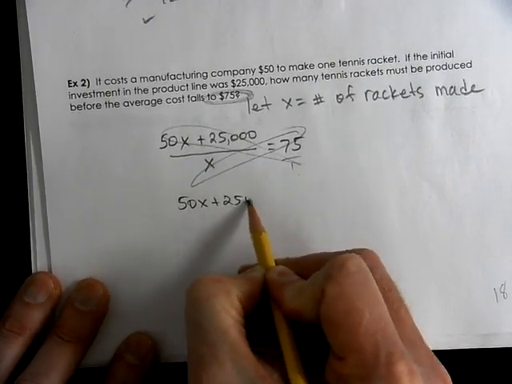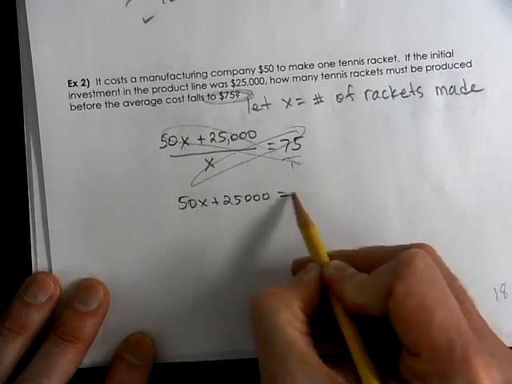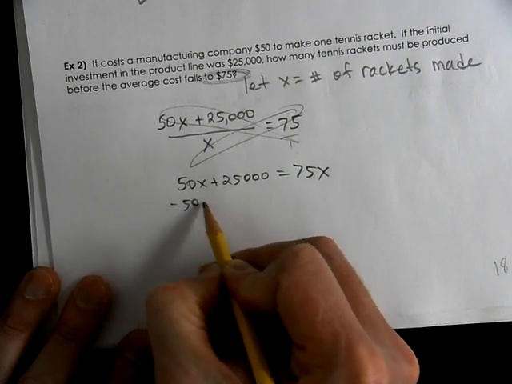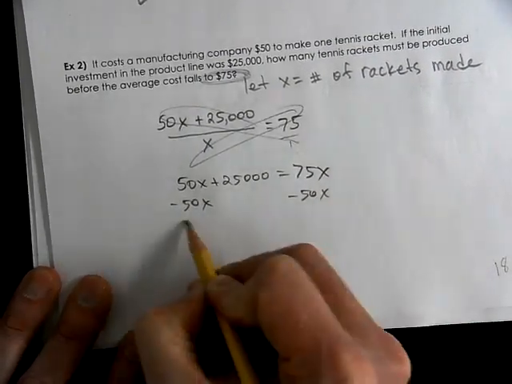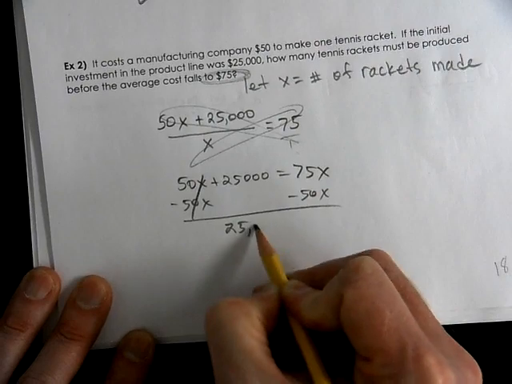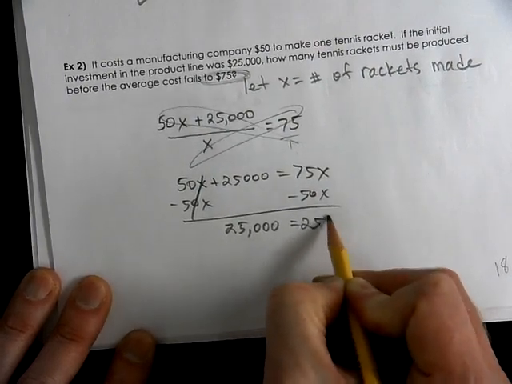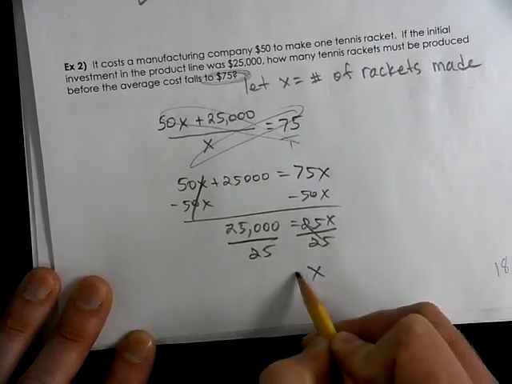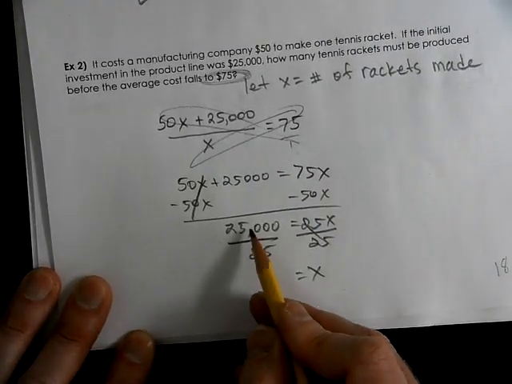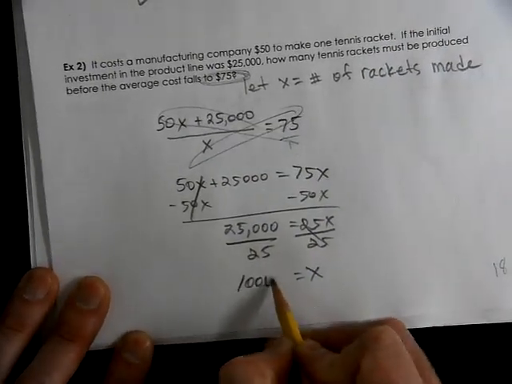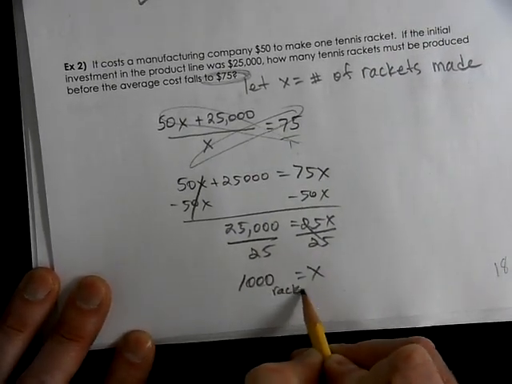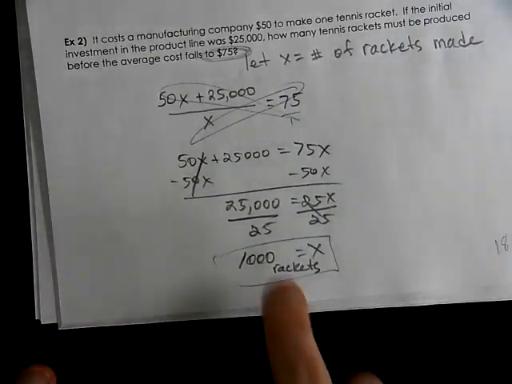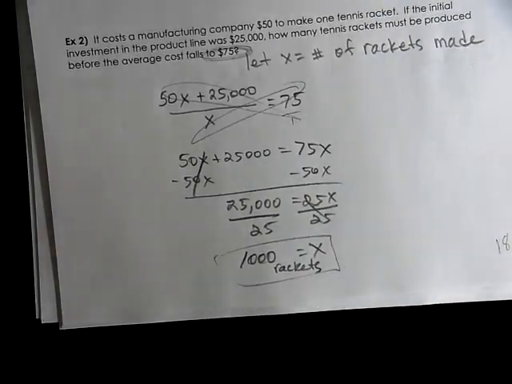Nothing happens to this side. And this side becomes 75x. We have one type of x, so we can just move it over. Divide by the 25. 25 goes into 25,000 1,000 times. So that tells us that we need to make 1,000 rackets.